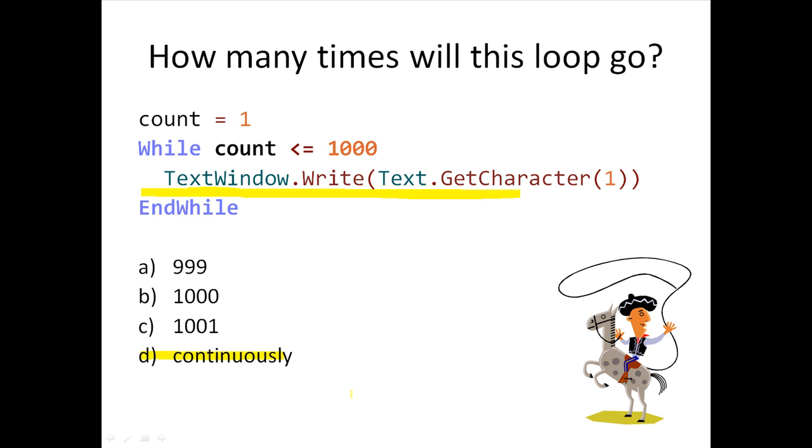Again, I would like you to practice this a little bit. Make sure you know what you're looking for when you're presented with this type of scenario. Always those three things. Where do you start? Where do you end? How do you end? And is there an increment there? Those three factors will determine how many times a loop will go.